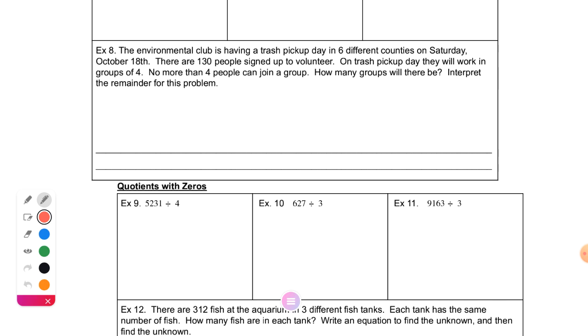Let's look at the question, okay? It wants to know how many groups there will be. So Bryson, what am I splitting into groups? 130 people. Yeah, the people is what I'm having to break into groups. So this 130 is going to be my, what do we call it though? Dividend. I'm going to write it on here. If you guys want, you can go ahead and write it on your loose leaf, and I'll copy it over there in just a second. 130 is my total.